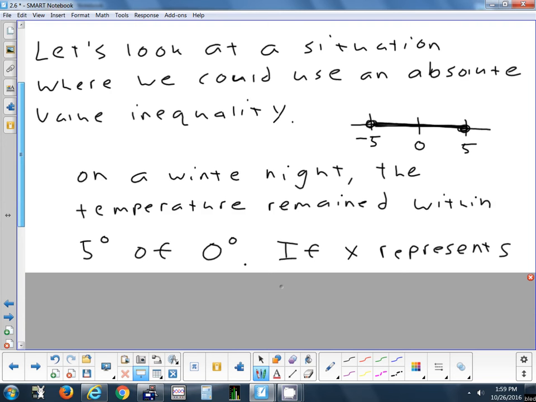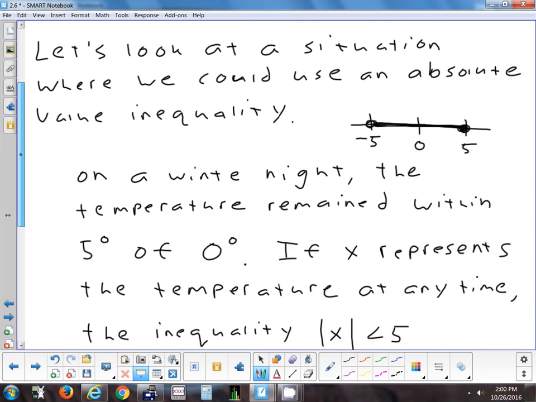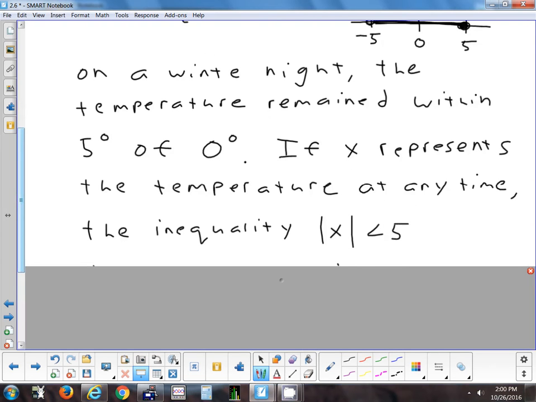Now, Mr. Roy mentioned something about distance earlier. What's the distance that 5 is from 0? How far away is 5 from 0? Okay? 5. How far away is -5 from 0? It's also 5 units away, right? And I just said it, but what was the name of that thing Mr. Roy said? It measures the distance from zero? Absolute value.